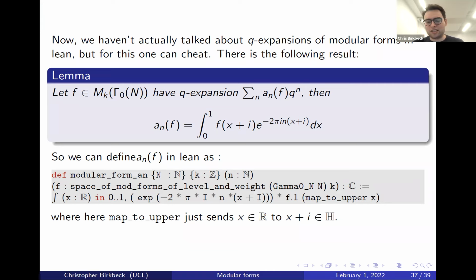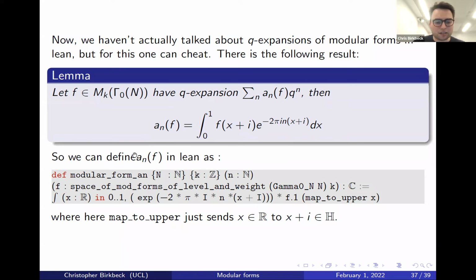Well, there's a cheat. There's a nice little lemma which says that if I have a modular form of weight k and level gamma naught n, and assume it has a Q expansion of the form sum a_n q to the n, where again q is e to the 2 pi i z, then just from this expression, you can pick out the Fourier coefficients by doing this integral here. So I can define my Q expansion coefficients just by this integral expression.